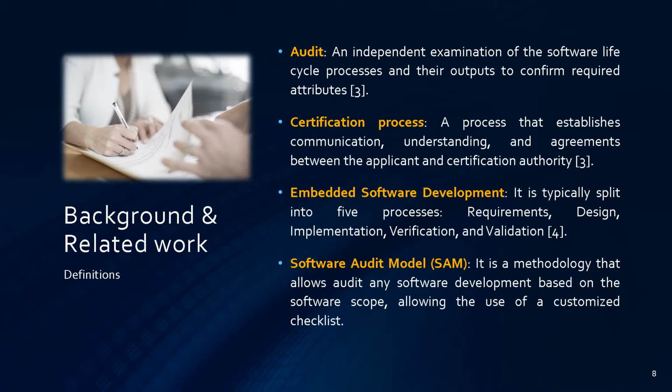Embedded software development, it is typically split into 5 processes: requirements, design, implementation, verification, and validation, and is one of the types of safety-critical software. Software audit model. It is a methodology that allows audit of any software development based on the software scope, allowing the use of customized checklists. It also has a defined process with the necessary activities and the related steps to conduct an audit.